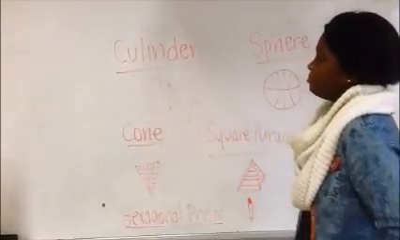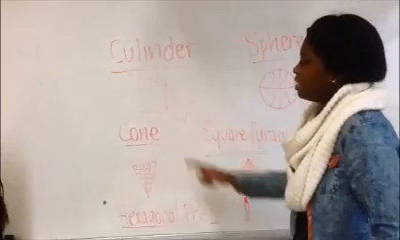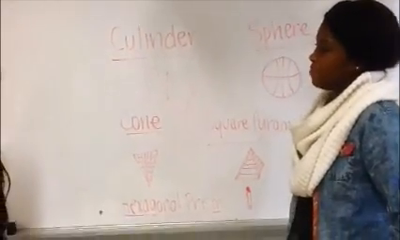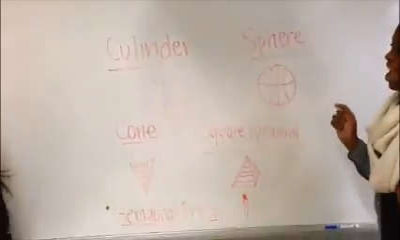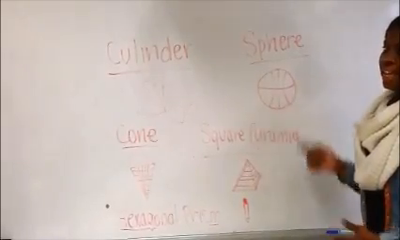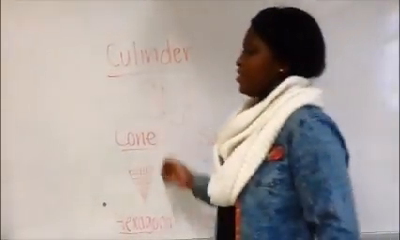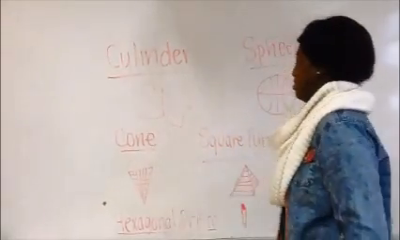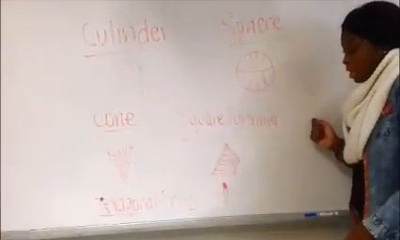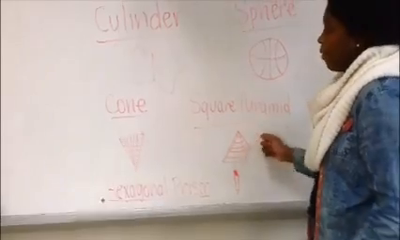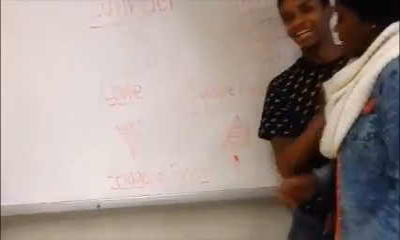Examples of 3D shapes: for a cylinder, a tissue paper. Yes, this is everywhere. For a sphere, a basketball. For a cone, an ice cream cone. For a square pyramid, oh my gosh, it's a temple. For a hexagonal prism.